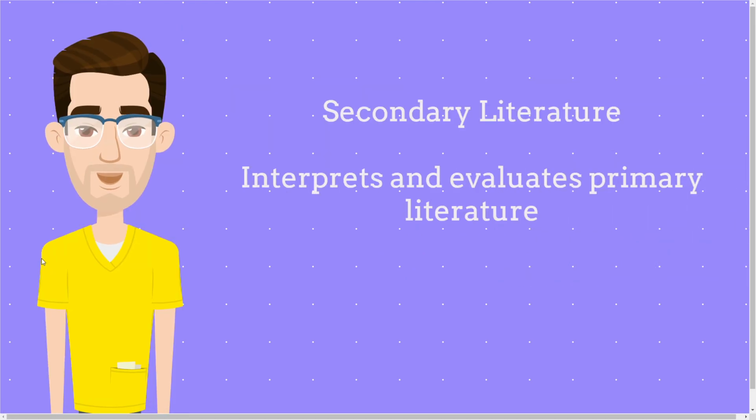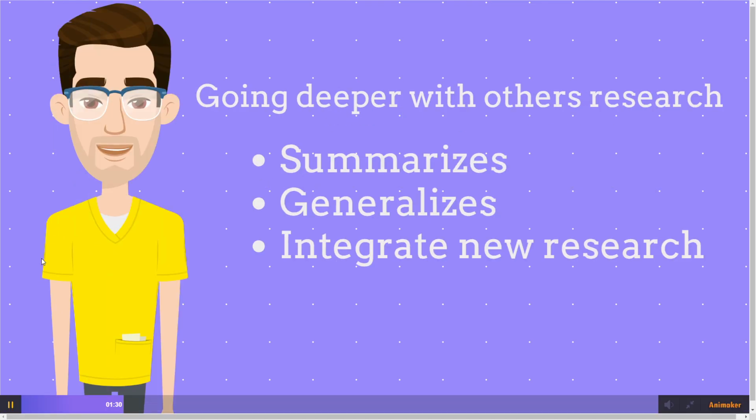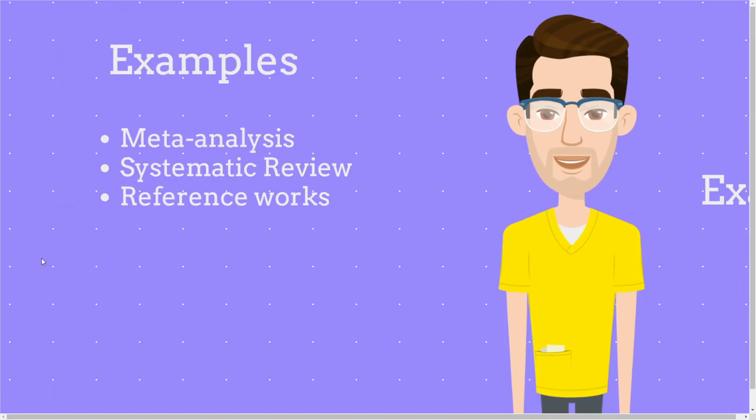Secondary literature interprets and evaluates primary literature. It summarizes, generalizes, and integrates new research within each discipline. Examples include meta-analyses, systematic reviews, reference works, and textbooks.